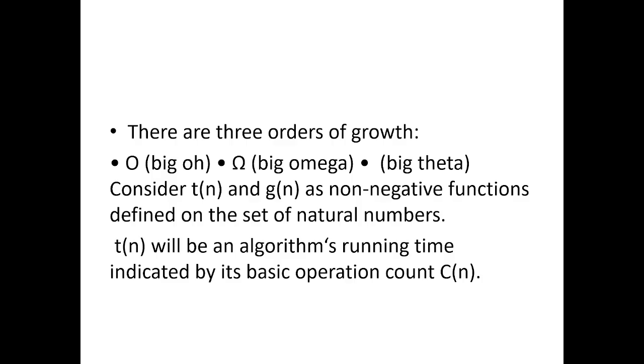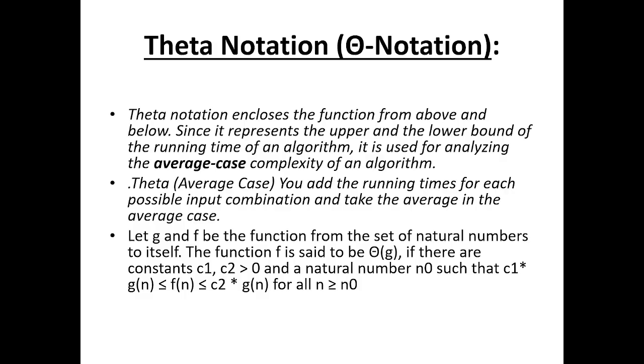So we have three basic types, or three orders of growth, for asymptotic notation: big O, big omega, and big theta. We have two different non-negative functions, t of n and g of n. T of n is your algorithm's running time, which is indicated by the basic operation count c of n. And g of n is your given function to solve a particular problem.